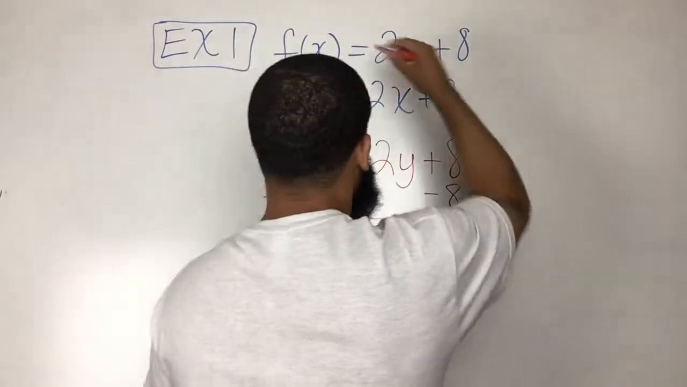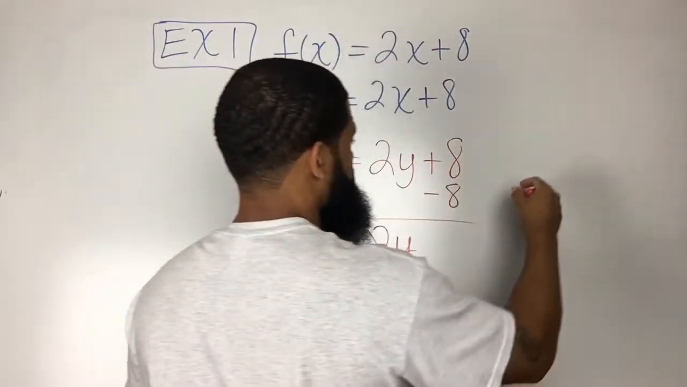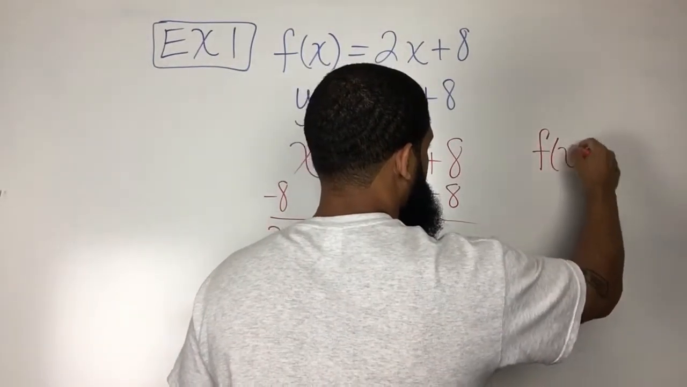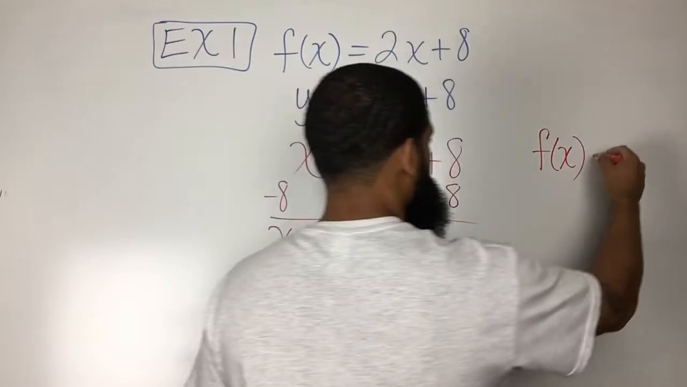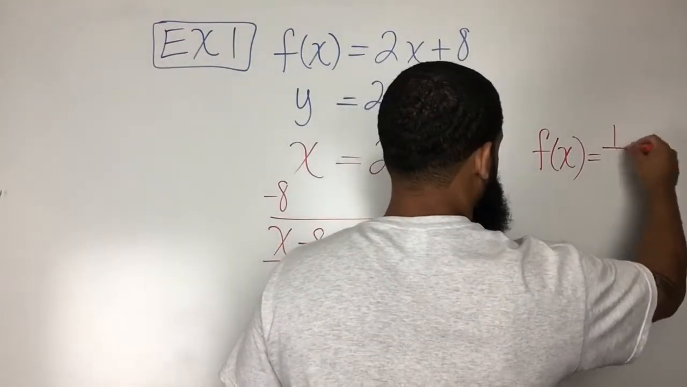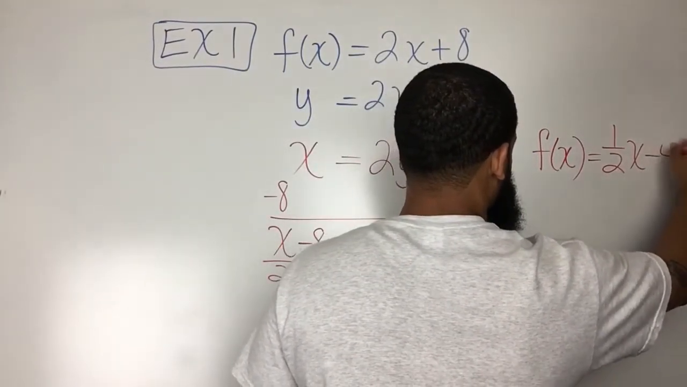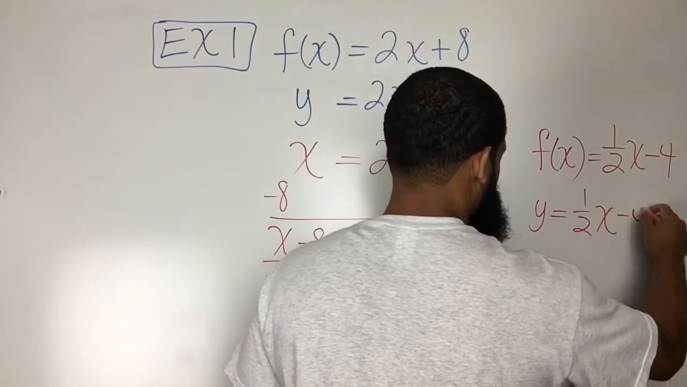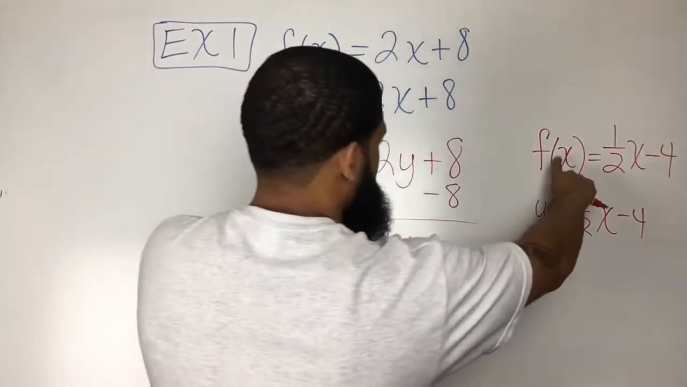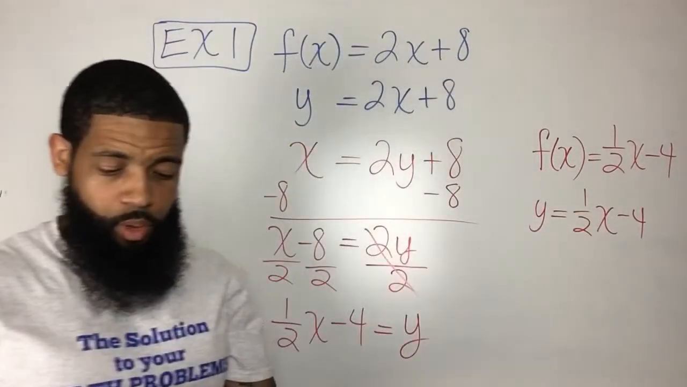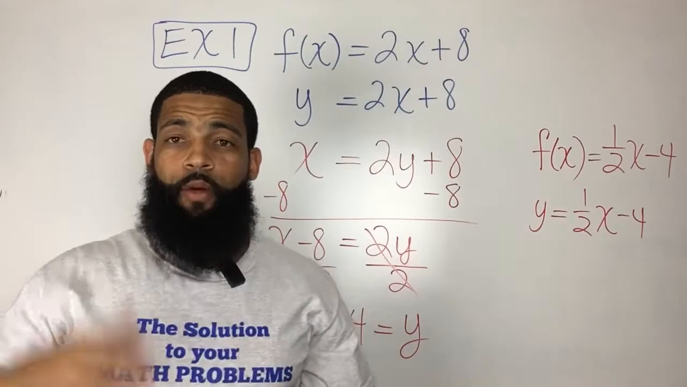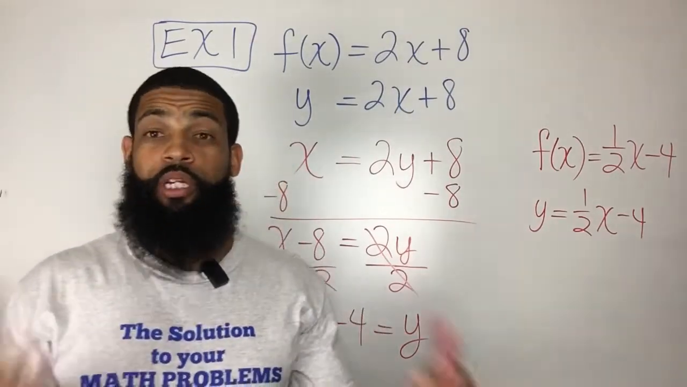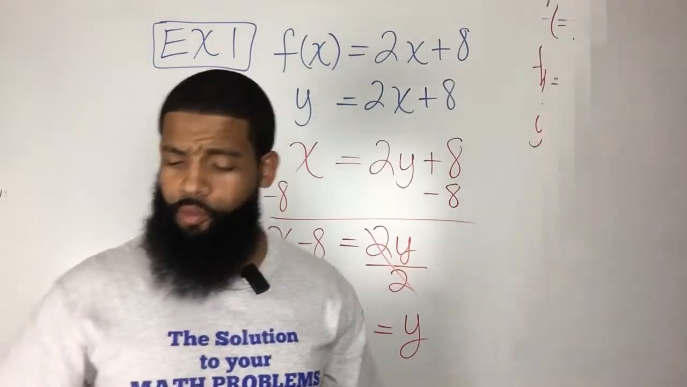So the inverse of f of x equals 2x plus 8 is f of x equals 1/2 x minus 4. Or we could say y equals 1/2 x minus 4. All right, so these two are the inverse of those two. So the process was we changed the function notation to just y, and then we interchange x and y, and then solve for y.